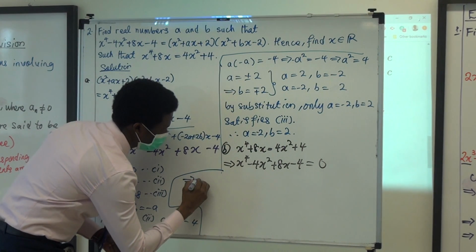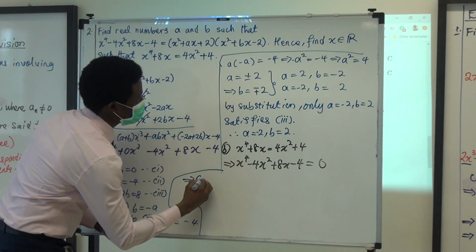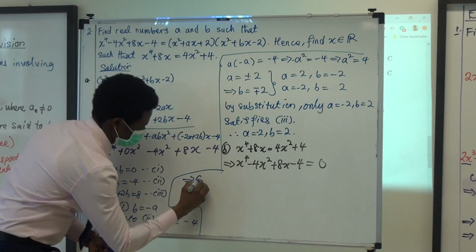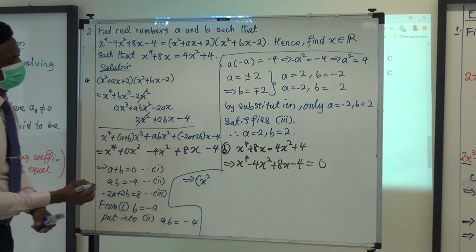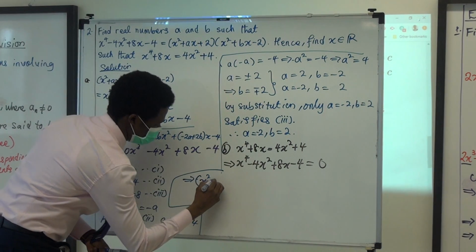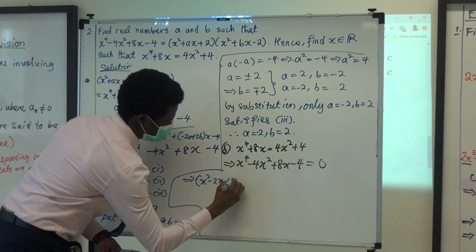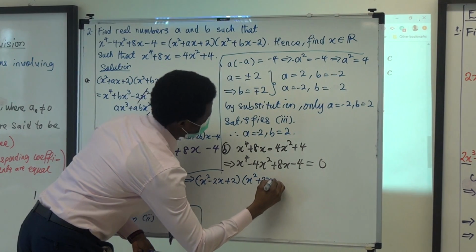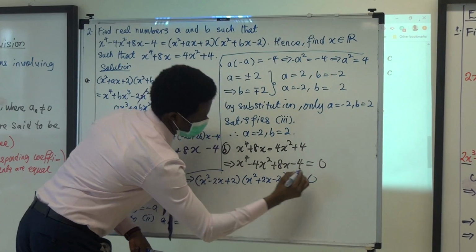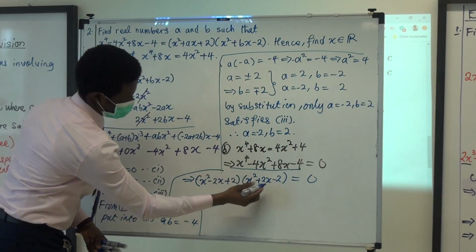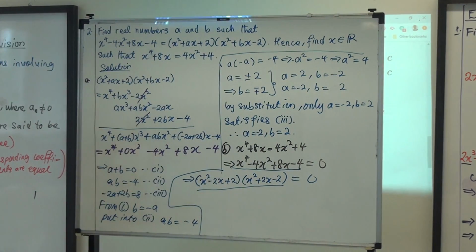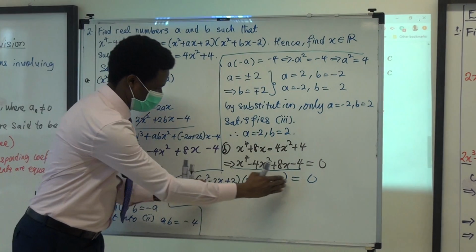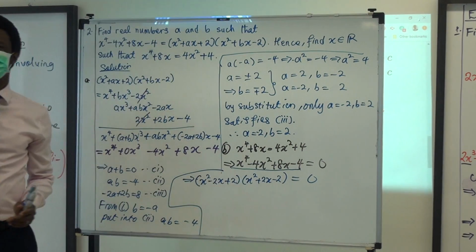So from A now, this implies... The left-hand side is what? Tell me. x squared minus 2x plus 2, x squared plus 2x minus 2. So I'm only comparing this to this, and I maintain my equals to 0. Yeah? Now if this two product is equal to 0, what does it imply?